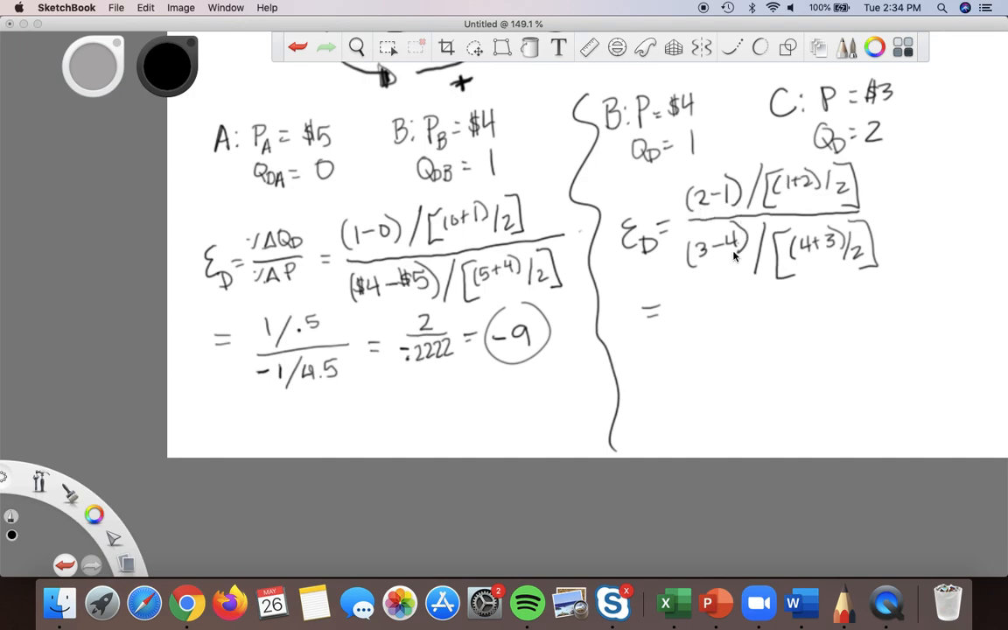Simplifying that down, 2 minus 1, that's 1. Over the average, 1 plus 2 over 2, that is going to be 1.5. And then we're going to divide that. 3 minus 4, that's a negative 1. 4 plus 3 over 2, that's going to be 3.5. Simplify down a little bit further. We're going to do 1 divided by 1.5. That's going to be 0.6667. And then negative 1 divided by 3.5 is going to be negative 0.2857.